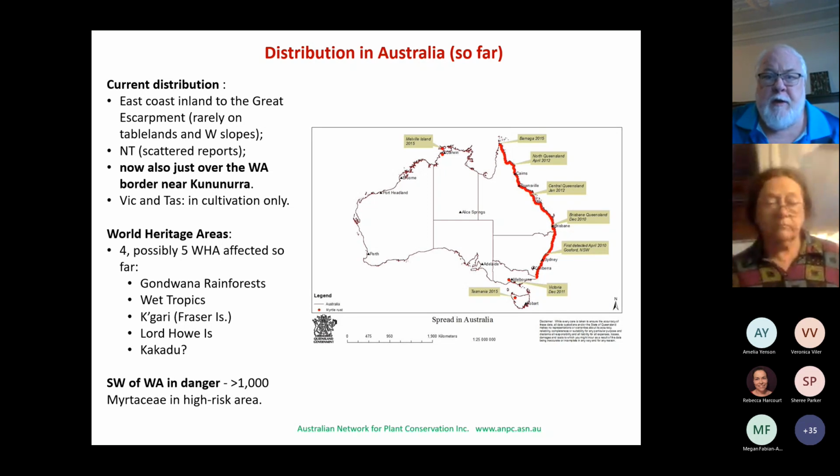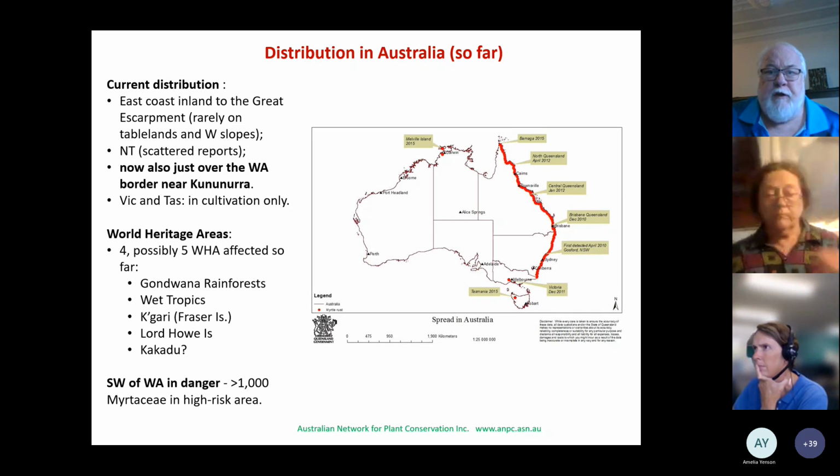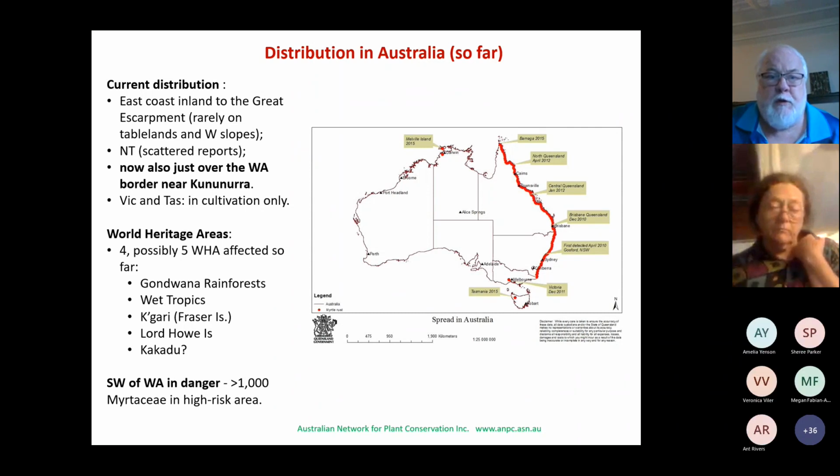It's present in Victoria and Tasmania, but only in cultivation so far as is known. That's often put down to climate, but I think it's probably just as much an effect of the fact there are many fewer highly susceptible species down there, at least as far as we know. And most of those are in cultivation, the ones that are highly susceptible. However, for whatever reason, it hasn't jumped the fence as far as we know in those two states. It's not in Western Australia, apart from that one outbreak just over the Northern Territory border, but the southwest of Australia is in danger and is a major concern. Next slide, thank you.